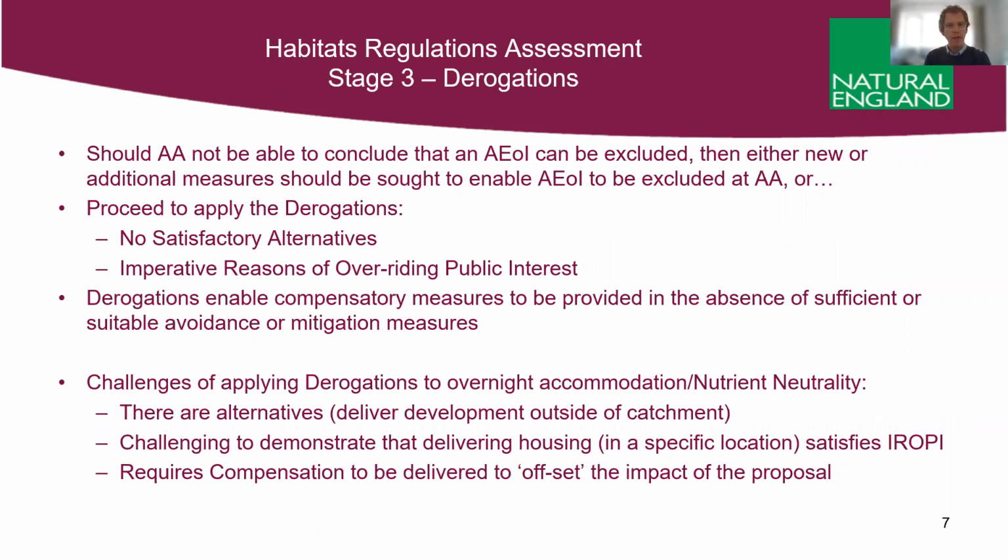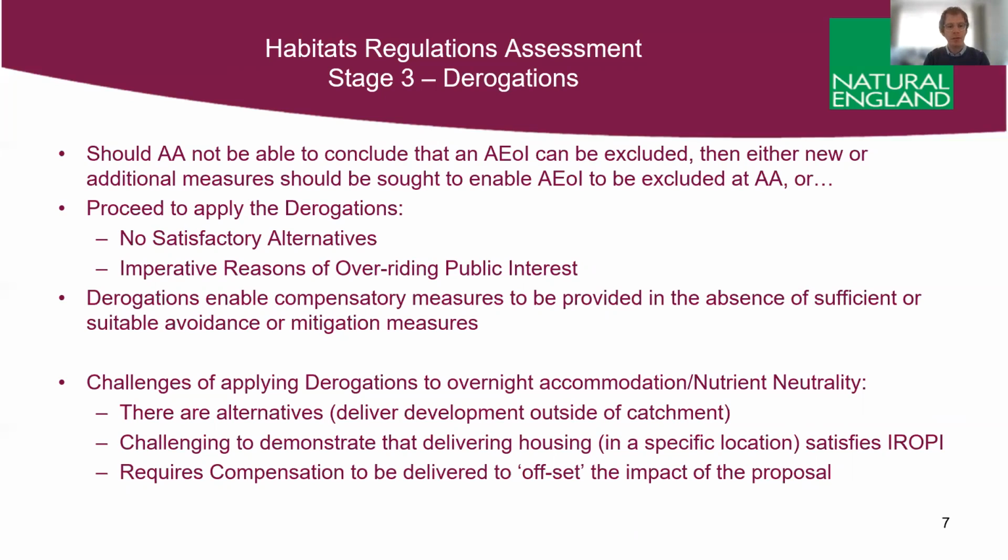So I've included the derogation stage in this for completeness. Where an appropriate assessment is unable to conclude that an adverse effect can be avoided, then either new or additional measures should be sought and the appropriate assessment reconsidered with that new information, or, assuming that this is the chosen path, you could proceed to apply the derogations.